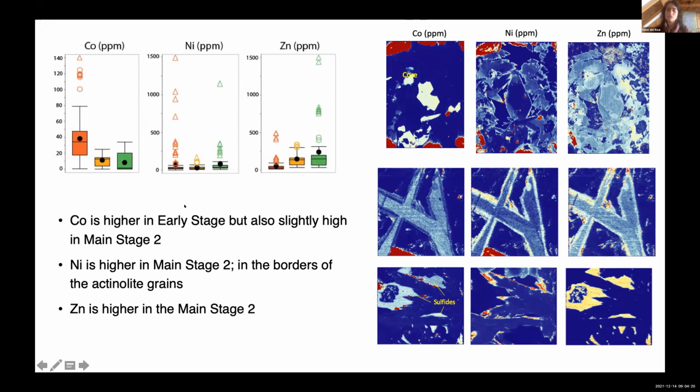So just looking at some metals, cobalt, nickel, and zinc. One thing I have to say, these actinolites have very, very little copper, like undetectable. So we're not using copper to understand copper. So we have to use a proxy. In this case, we're using zinc.